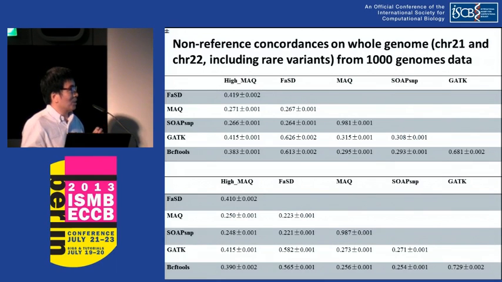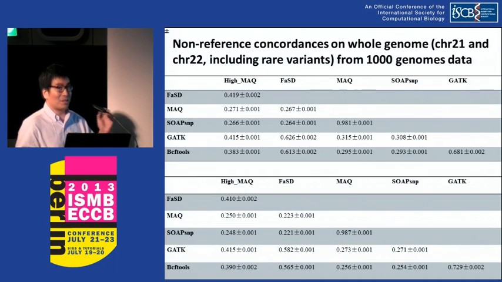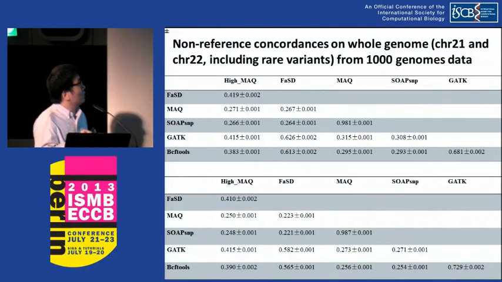So in order to remove this AA, since 99% of the calls are AA, if you use the concordance rate to measure, then you won't distinguish the difference between the programs. So therefore, we use this non-reference concordance rate to measure this on the genome scale evaluation.